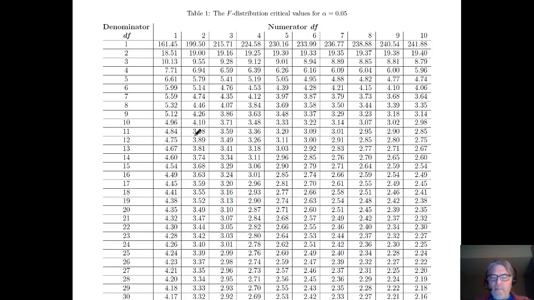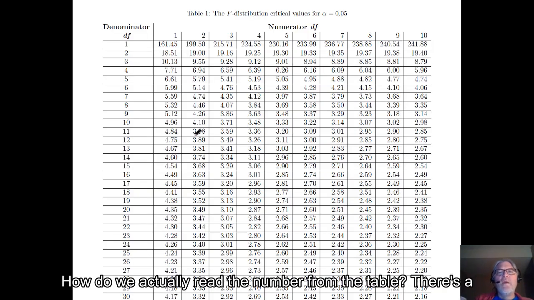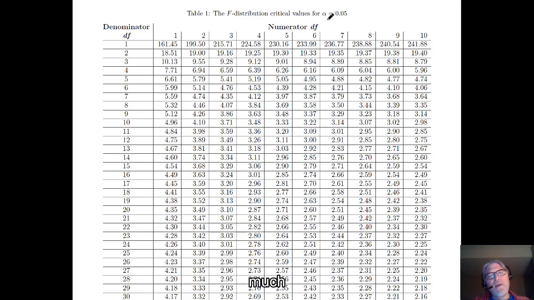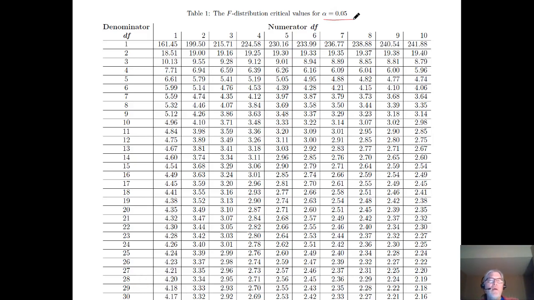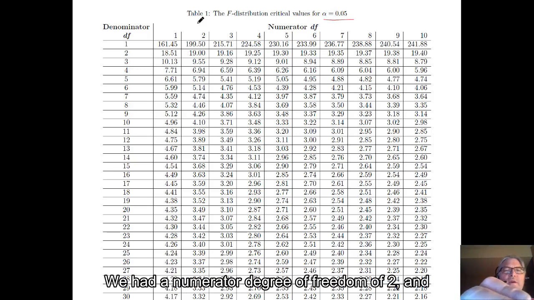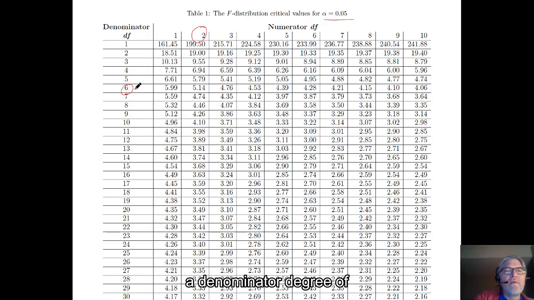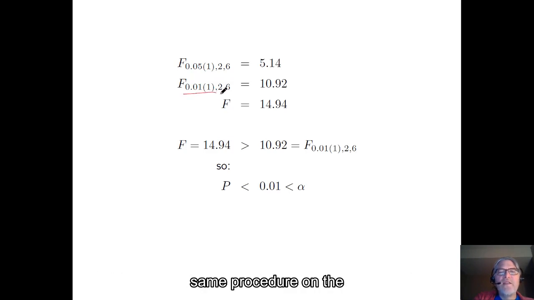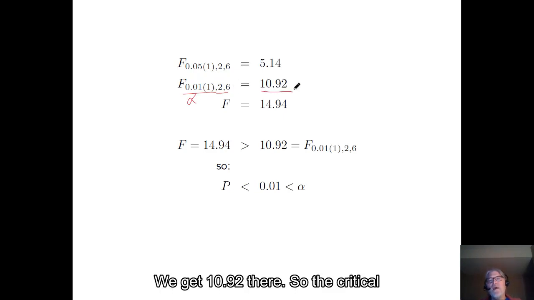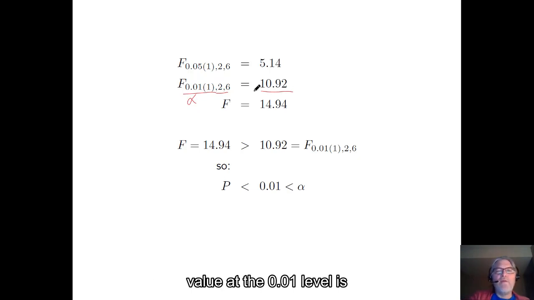Okay, so how do we actually read the number from the table? Like the Mann-Whitney U, there are multiple tables, one for 0.05 and one for 0.01. We had a numerator degree of freedom of 2 and a denominator degree of freedom of 6. So our critical value is 5.14 for this test. I didn't show the 0.01 level, but if we did the same procedure on the alpha of 0.01 table, we get 10.92 there. So the critical value at the 0.01 level is 10.92.